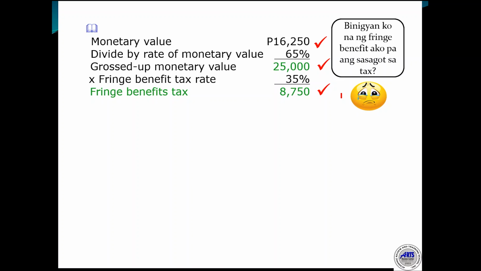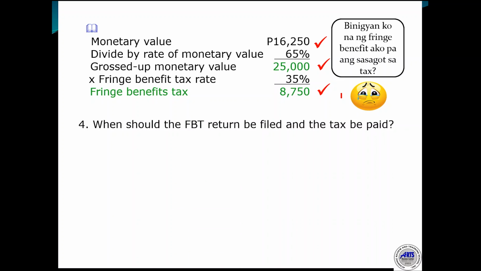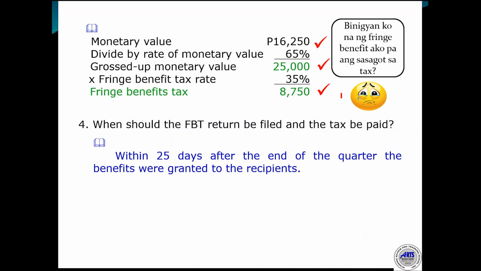Next question. When should the fringe benefit tax return be filed and the tax be paid? Kailan dapat i-file at saka bayaran yung fringe benefit tax? Who will do this? The employee or the employer? The employer. Because this is a final withholding tax. When? Within 25 days after the end of the quarter, the benefits were granted to the recipients. So, ang filing and payment or remittance is done on a quarterly basis. Halimbawa, binigay yung fringe benefit February, the first quarter ends March 31. So, the deadline for remittance or filing and payment is April 25.